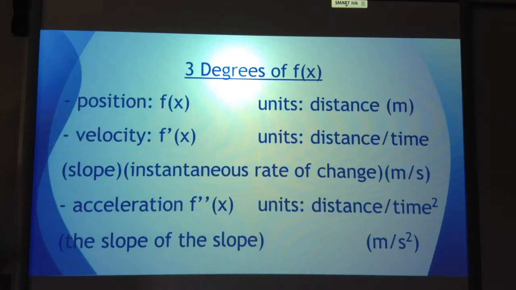For acceleration, that's your double derivative. So that's the derivative of the derivative. That's also the slope of the slope, so that kind of makes sense. Your units are distance divided by time squared.